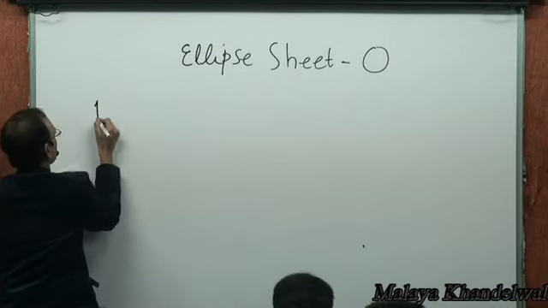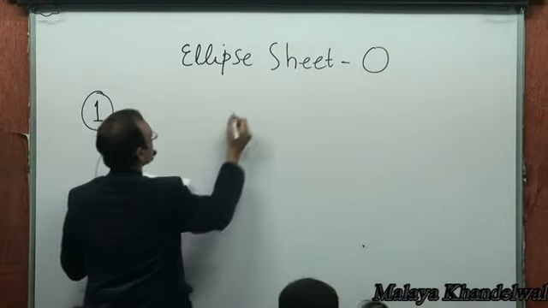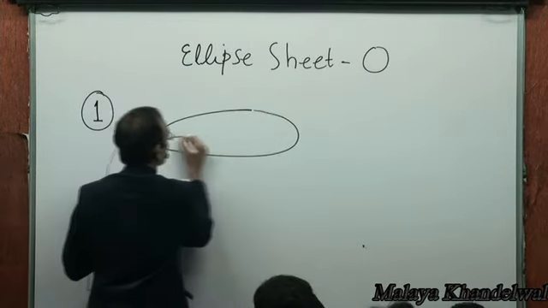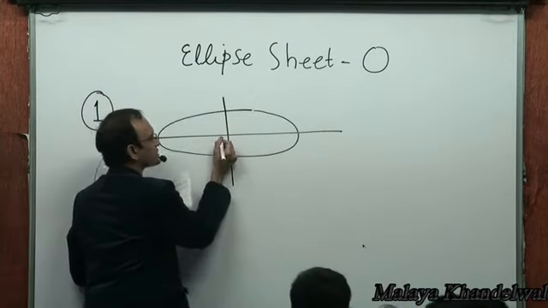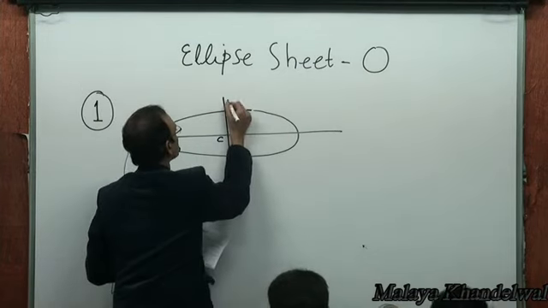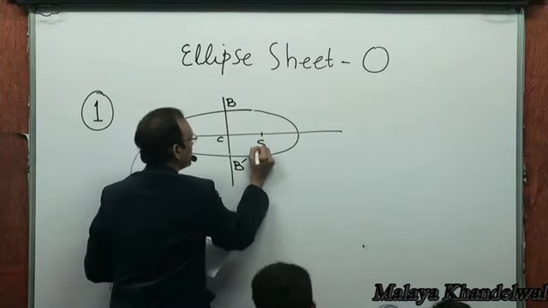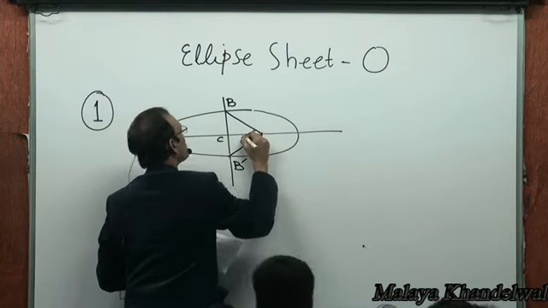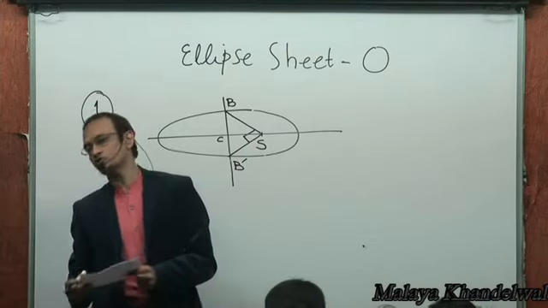So the first problem of this sheet is about a certain ellipse. This is the major axis of the ellipse. This is the minor axis of the ellipse. This is the center of the ellipse. The minor axis, say BB prime, is known to subtend a right angle at the focus. This BB prime subtends a right angle at the focus of the ellipse. We need to find the eccentricity of the ellipse.